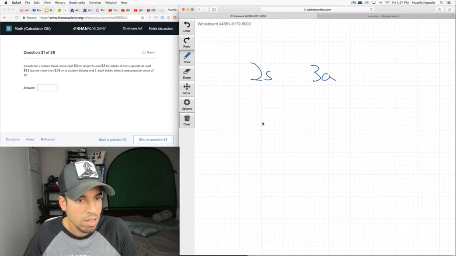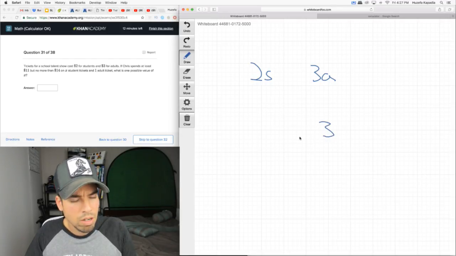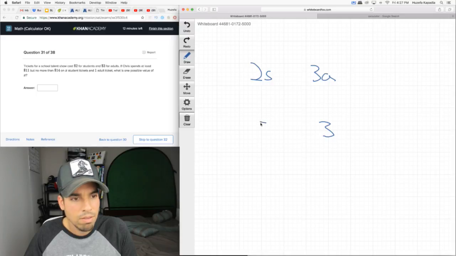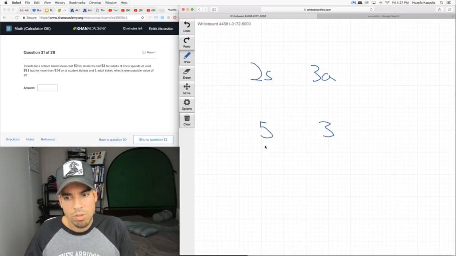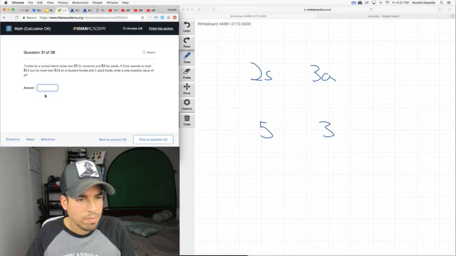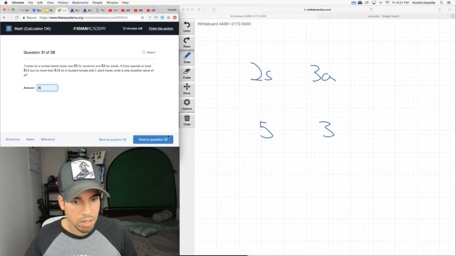All right, no more than 14. So it's 3, one adult, and at least 11. So 4, let's just say 5. So 5 times 2 is 10. So he spent one possible. x is the number of student tickets, 5. Okay, done.